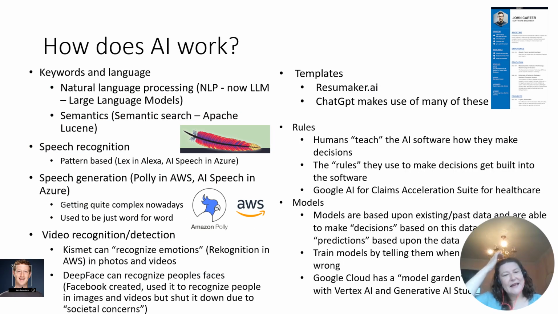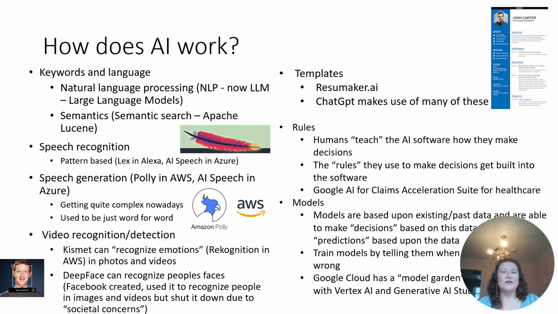How does AI work? So AI works through either keywords and language, for example, through NLP, natural language processing, now called large language models because they're bigger. Semantics, which is all about looking at how language is expressed and what it means, what's the meaning behind that language. So Apache Lucene is a big tool in that area for semantic search.